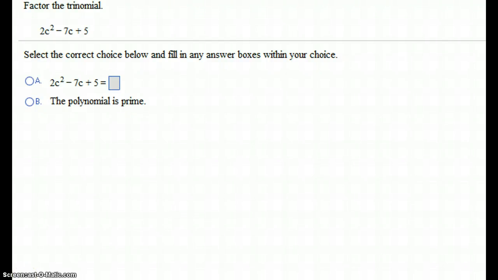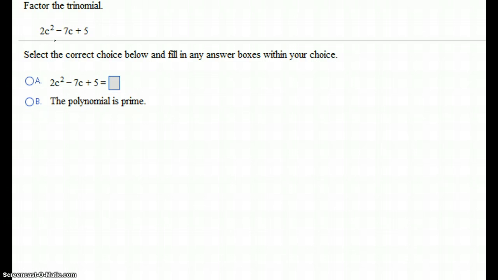Hello, in this video we're going to learn how to factor the trinomial 2c squared minus 7c plus 5. This section, factoring these trinomials, is a little harder because we have a 2 right there. When there's a coefficient of 1 instead of a 2, the factoring becomes a lot easier. When there is just 1, you can say, oh, 2 factors of 5 that add to 7. Well, in this case, it does not work, but this still does factor.